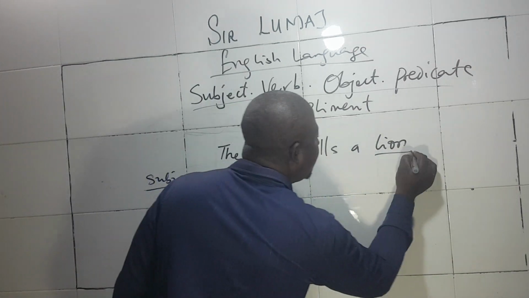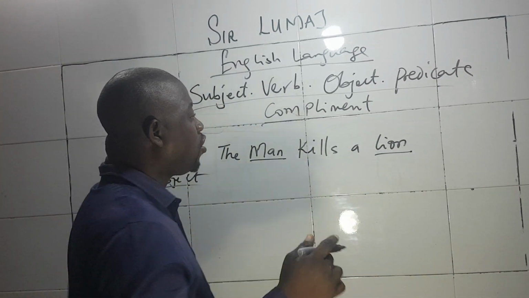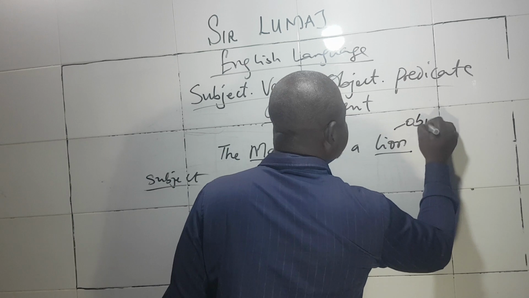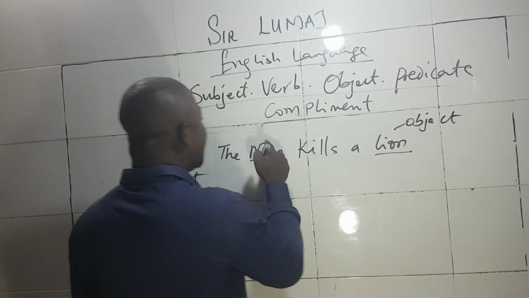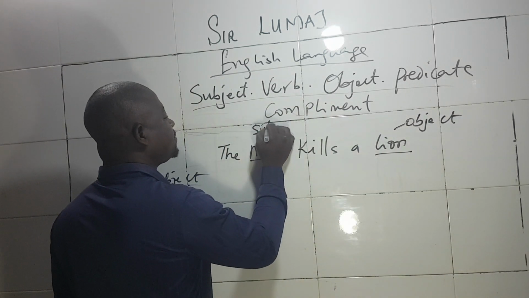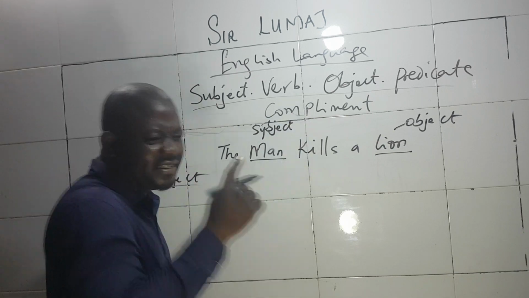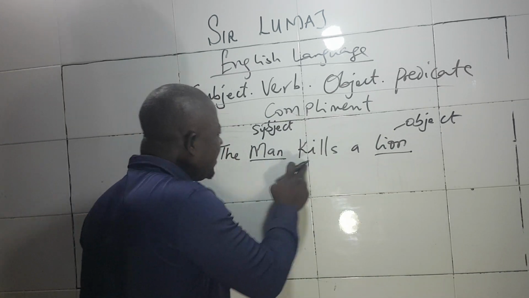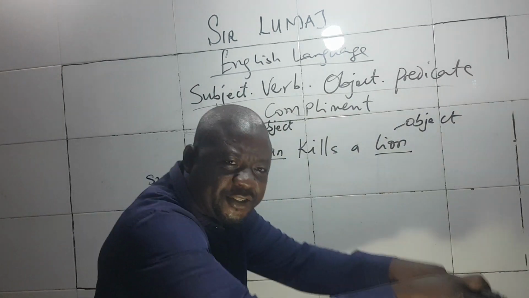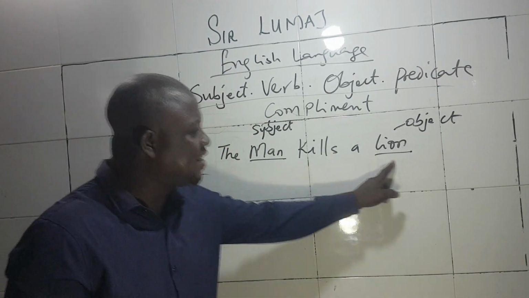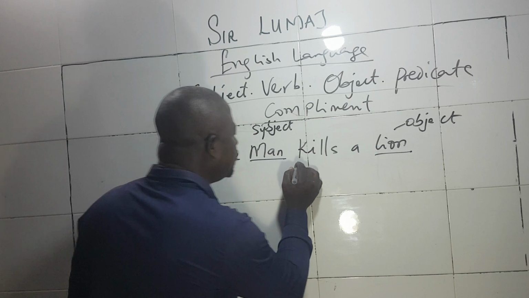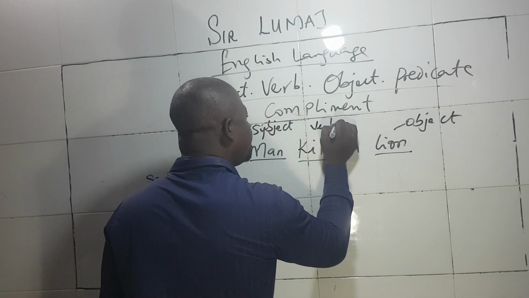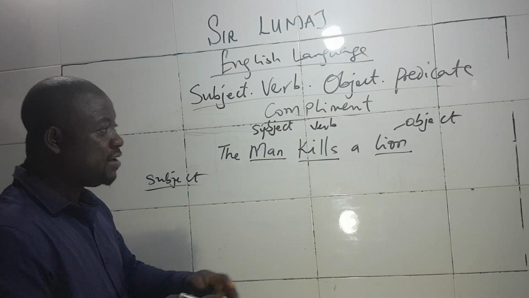So the receiver of that action is called what? The object. While the man is what? The subject. Then what is that man doing? Trying to kill. The man kills. That is the action performed in this sentence. So kills is what? A verb. Can you see the way I've explained it?